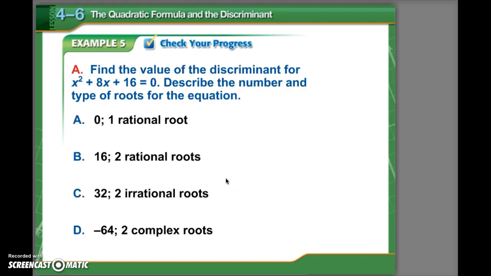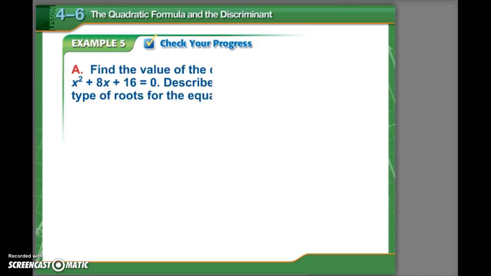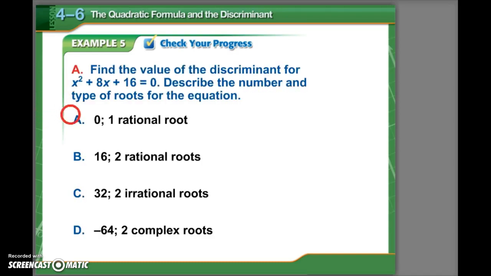Okay, here's one for you guys to practice on your own. X squared plus 8x plus 16 equals 0. Find the number and the type of solutions for this equation. Pause the video as long as you need. When you have your answer, go ahead and come back and advance to the next slide. So our answer to this problem is: the discriminant value is 0, which means there's only going to be one root.